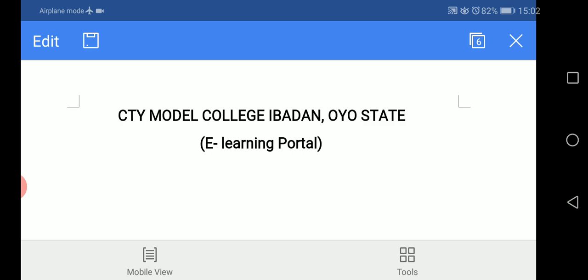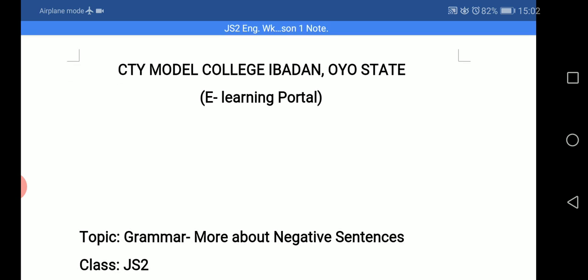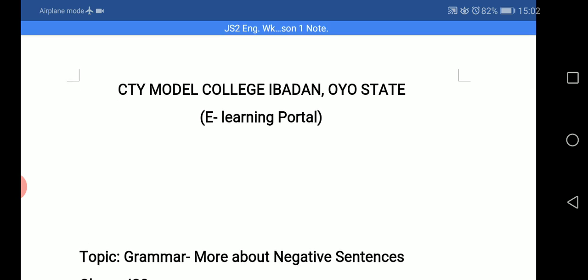It's another English studies class on the CTY Module College Ibadan, Oyo State e-learning portal. Our topic for today is under grammar, more about negative sentences. This can be found on pages 197 and 198 of your NUSEC JS2 textbook.